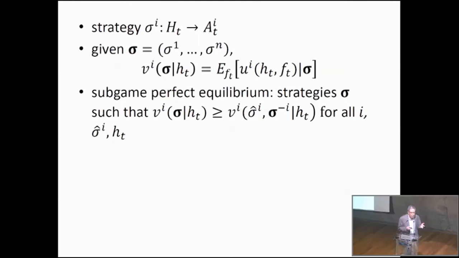Well, now we can define the standard concept for dynamic games of complete information, namely subgame perfect equilibrium. A subgame perfect equilibrium is just a vector of strategies such that no matter what history ht has occurred, player I is maximizing from that point on, given the strategies of the other players. In other words, player I does at least as well by playing his equilibrium strategy as by playing any other strategy starting in period t.